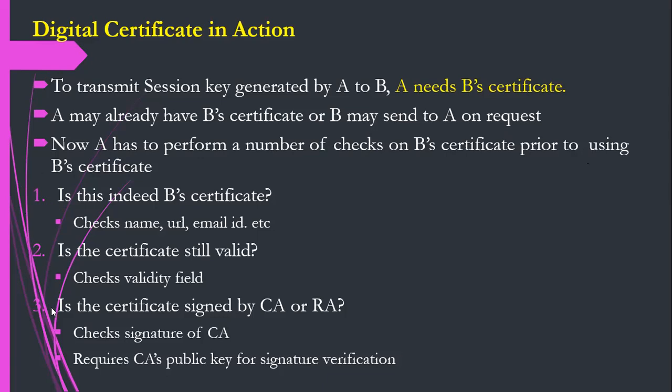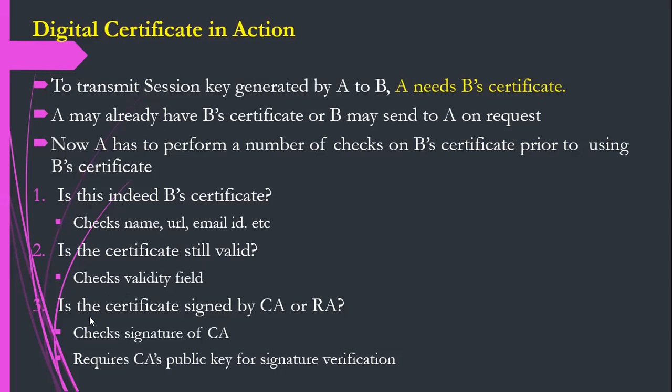Look at the following points 1, 2, and 3. First, is this indeed B's certificate? You have to check it. So it checks the name, URL, email ID, etc. That is the basic step of authentication. Then, is the certificate still valid? Just now we have seen, you cannot use it before the start date or after the end date. So after checking the email ID and name, it checks the validity field, the start date and end date. From that you know whether the certificate is still valid or not.